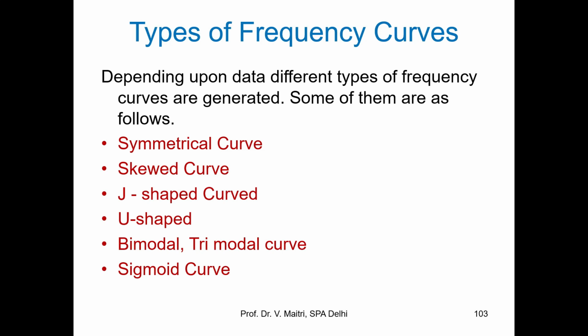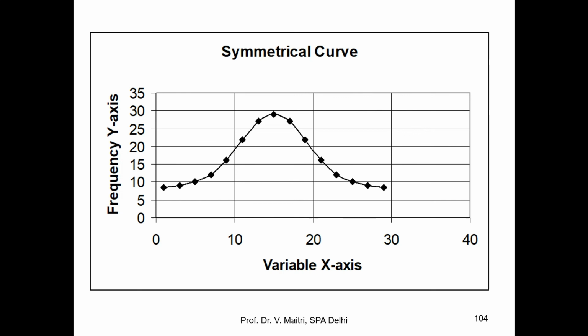Now the types of frequency curves. There are different types of frequency curves: symmetrical curve, skewed curves, J-shaped curve, U-shaped curve, bimodal curve, trimodal curve, or sigmoid curve. These are the different types of curves which we are now going to see, and how they are drawn. Now this type of curve is known as a symmetrical curve.